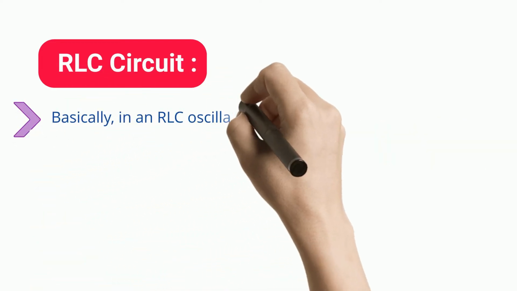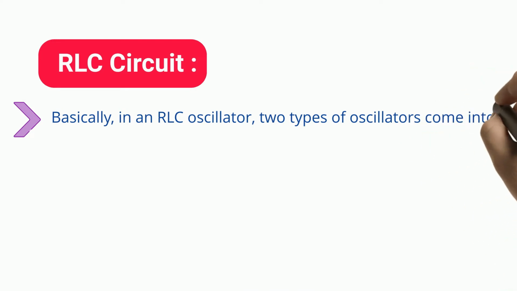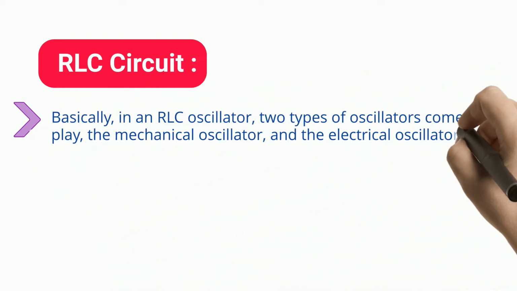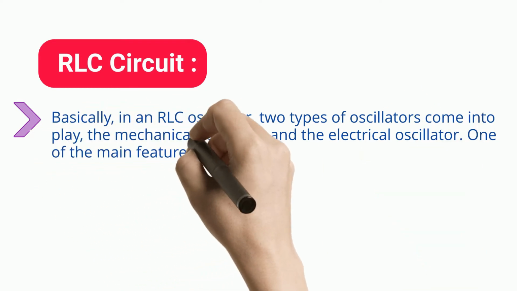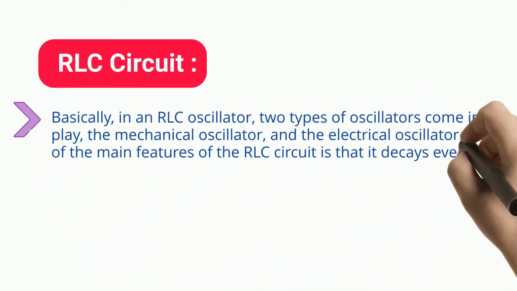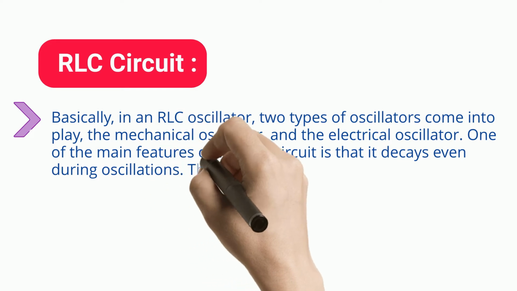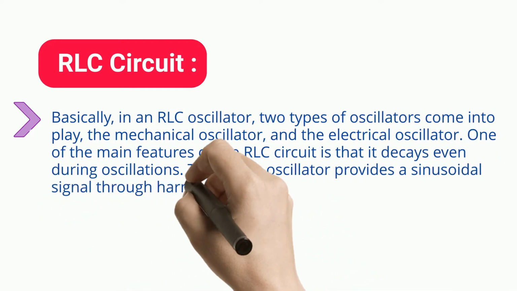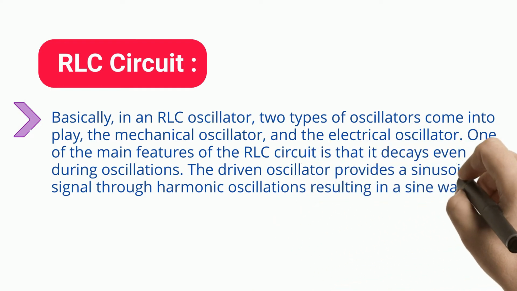Basically, in an RLC oscillator, two types of oscillators come into play, the mechanical oscillator and the electrical oscillator. One of the main features of the RLC circuit is that it decays even during oscillations. The driven oscillator provides a sinusoidal signal through harmonic oscillations, resulting in a sine wave instead of a square wave.